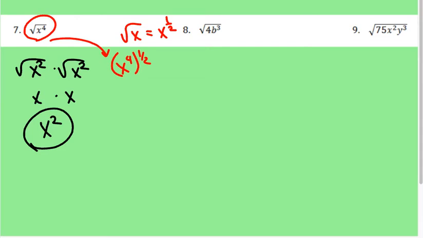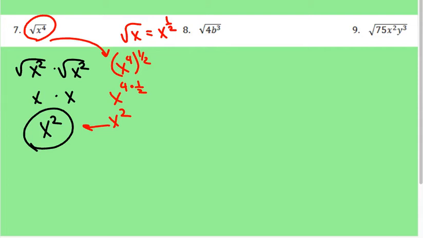Well, think about the rules of exponents. When I raise a power to a power, that means I multiply. So 4 times 1/2 is going to be 2. So just a unique way to think about it, if you really want to think about it that way. So here, let's split this apart.